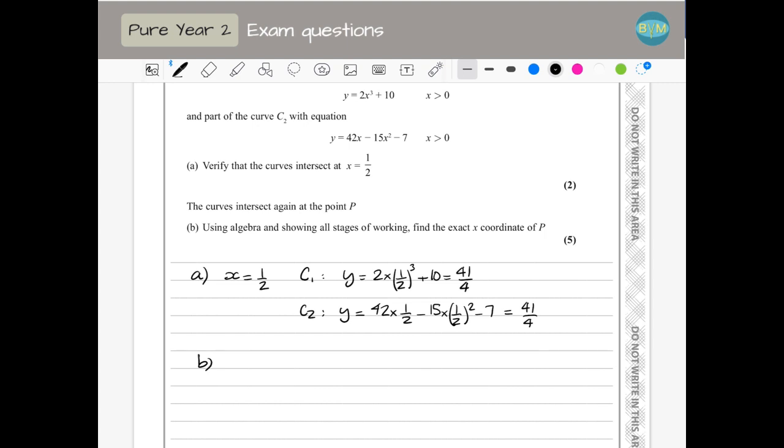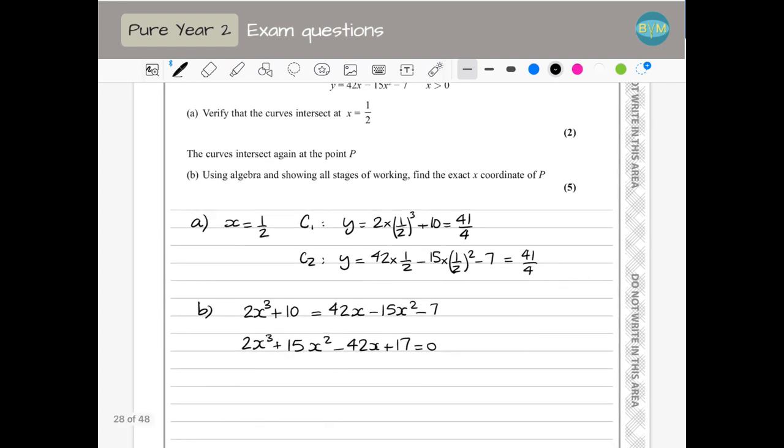So making both equations equal means that I have 2x cubed plus 10, which is C1, is going to be 42x minus 15x squared minus 7, which is C2. We just reorganize this and we have 2x cubed plus 15x squared minus 42x plus 17 is 0. So we have to solve this equation, but we already know that x equals 1/2 is one of the solutions.